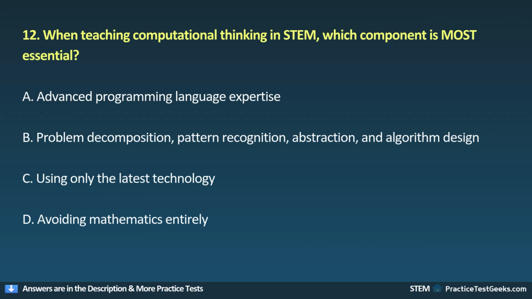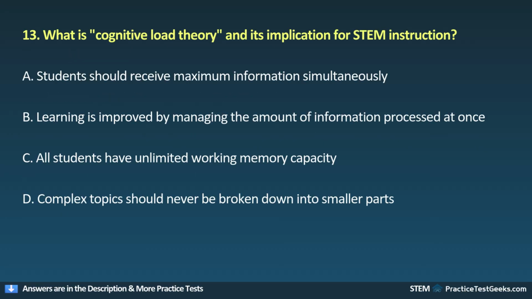12. When teaching computational thinking in STEM, which component is most essential? A. Advanced programming language expertise. B. Problem decomposition, pattern recognition, abstraction, and algorithm design. C. Using only the latest technology. D. Avoiding mathematics entirely.